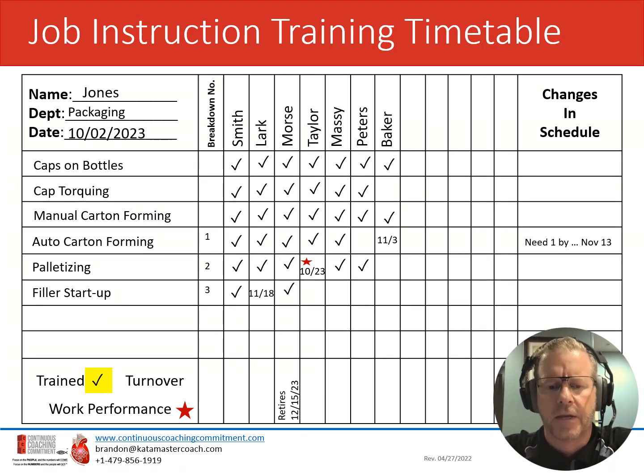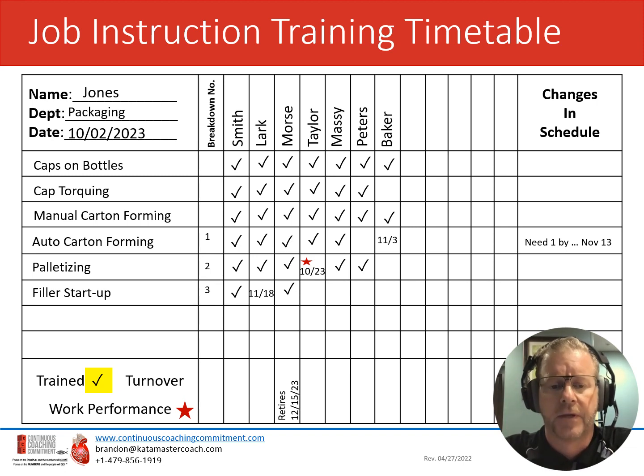Next is numbering the job breakdowns. The second one needed after the carton forming and coming up sooner actually than that training was the palletizing. So she began to work on the job breakdown for palletizing so that she would have it in time for October 23rd's final date to have Taylor trained.